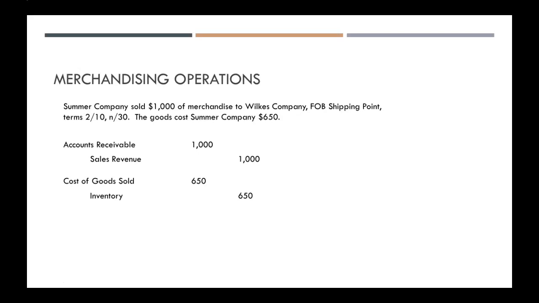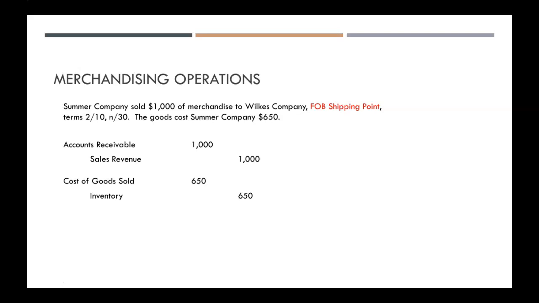Now let's go back up to the original problem and talk about a few of these points in here. First, FOB shipping point. What does that mean? Well, under FOB shipping point, that means that the buyer has to pay for the shipping. So in this example, Wilkes Company would have to pay for the shipping. And whenever the buyer pays for shipping, they count that under inventory because it was an additional cost to them in order to acquire that inventory.